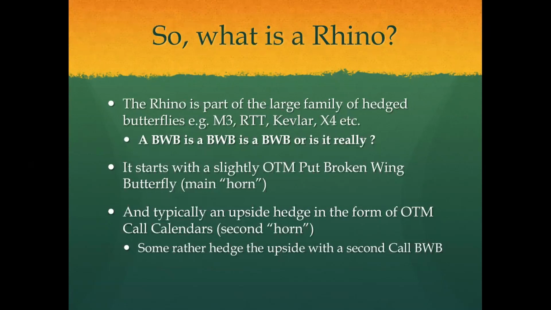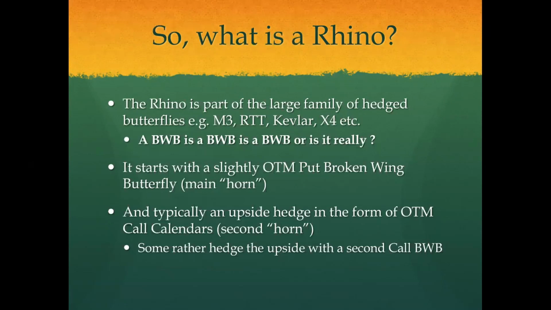So the Rhino is typically an OTM put broken butterfly, positioned slightly out of the money, with the upper longs at or just a little bit under the ATM strike, and that will constitute the main horn. In previous presentations we talked about the Rhino like a two-horn strategy.